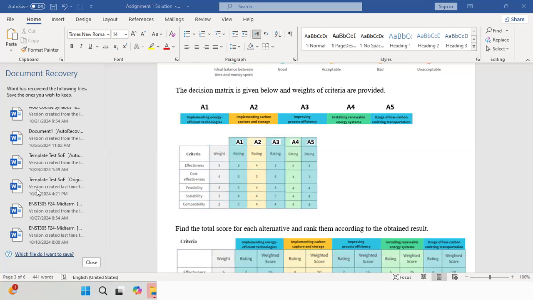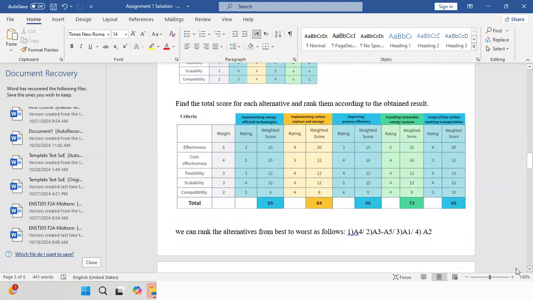But when they told us to rank them according to the obtained result, from 1 to 5, unacceptable, bad, acceptable, good and so on. Rank them means what is the best one, what is the worst one. This is what they mean by this. I thought we should divide by 17 to get an answer between 1 and 5. No, no need. Okay, doctor.